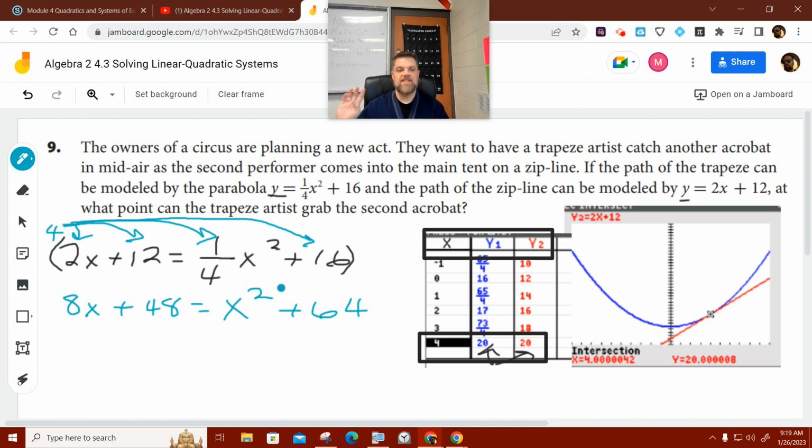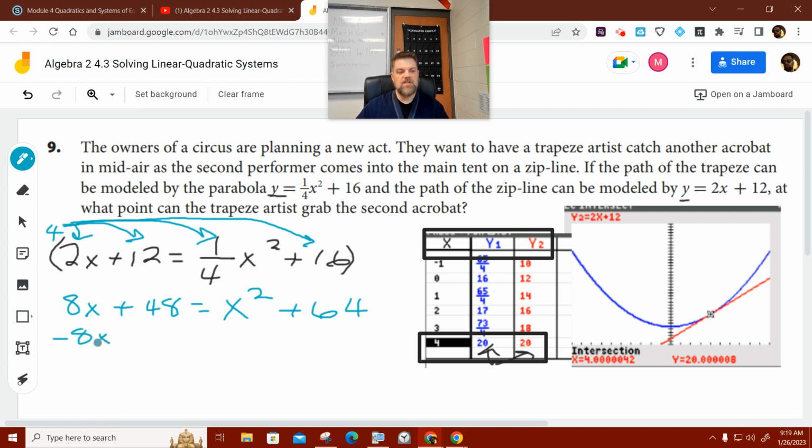So I don't know if the microphone picked this up, but I said, what is it that we don't like about this? And there were lots of things shouted out. The x's aren't on the same side. Good call. It's not set equal to 0. Remember, we have a quadratic, right? So this is probably going to look like ax squared plus bx plus c equals 0. I think that's what you guys were alluding to, right? So that's how we solve it. So let's start that process.